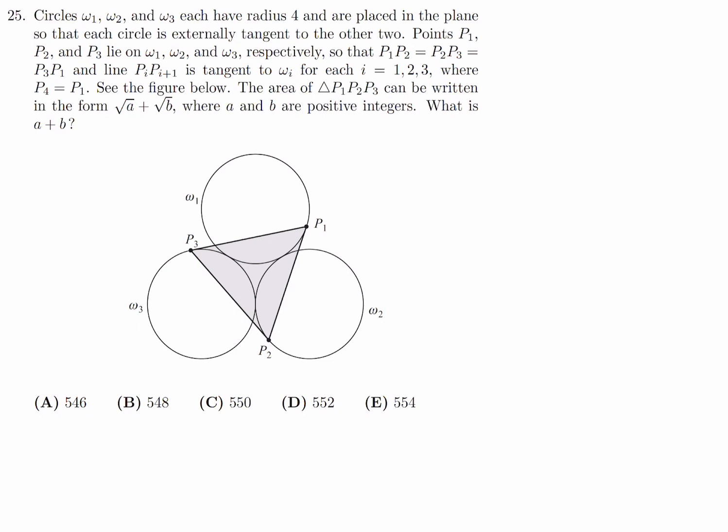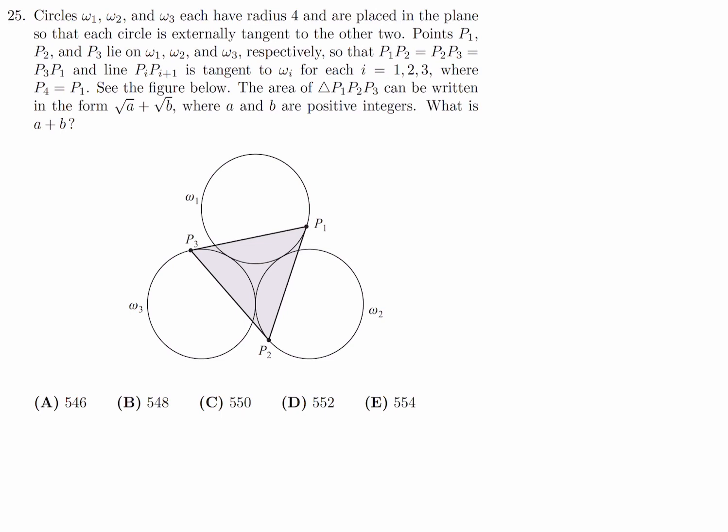Circles W1, W2, and W3 each have radius 4 and are placed in the plane so that each circle is externally tangent to the other two. Points P1, P2, and P3 lie on W1, W2, and W3 respectively, so that P1P2 equals P2P3 equals P3P1. And the line PiPi+1 is tangent to Wi for each i equal to 1, 2, and 3, where P4 is equal to P1. See figure below. The area of triangle P1P2P3 can be written in the form root A plus root B, where A and B are positive integers. What is A plus B?